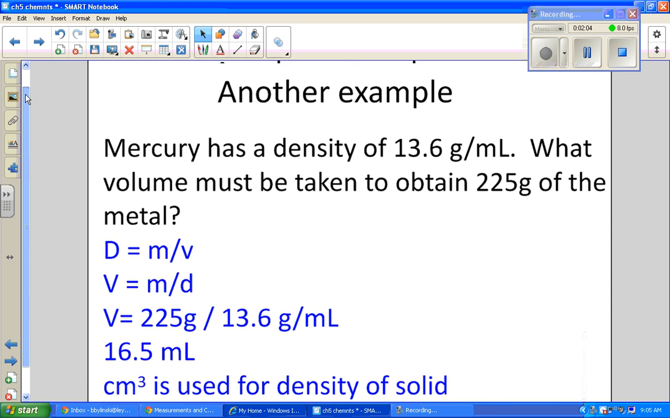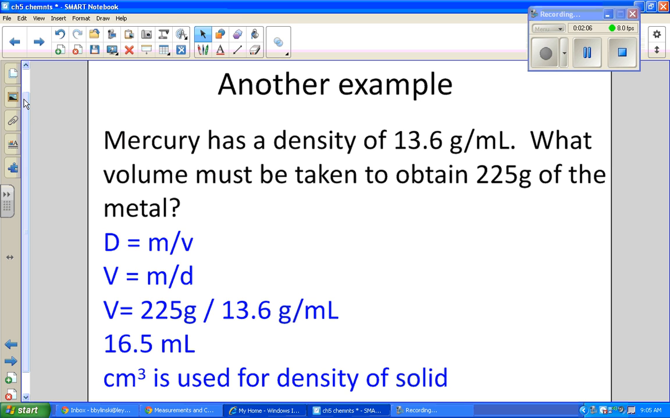All right, I want to end with one more example of density. Density is not just finding D, okay? What if I asked you to find one of the other letters? So in this example, it says mercury has a density of 13.6 grams per mL. What volume must be taken to obtain 225 grams of the metal? So this time you have D and you have M. So how do you find volume?